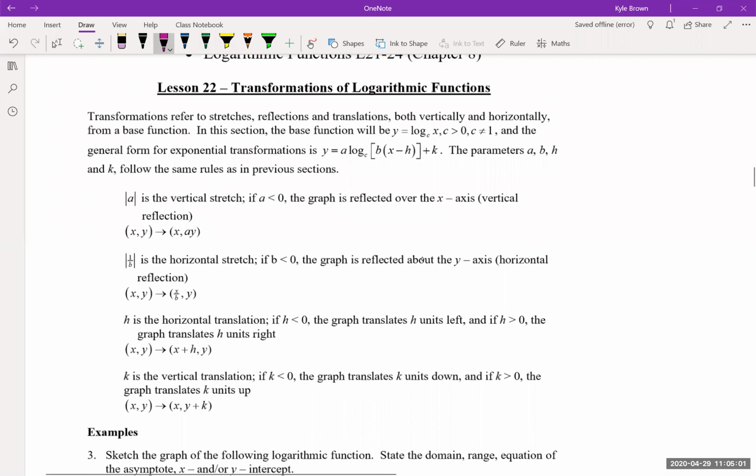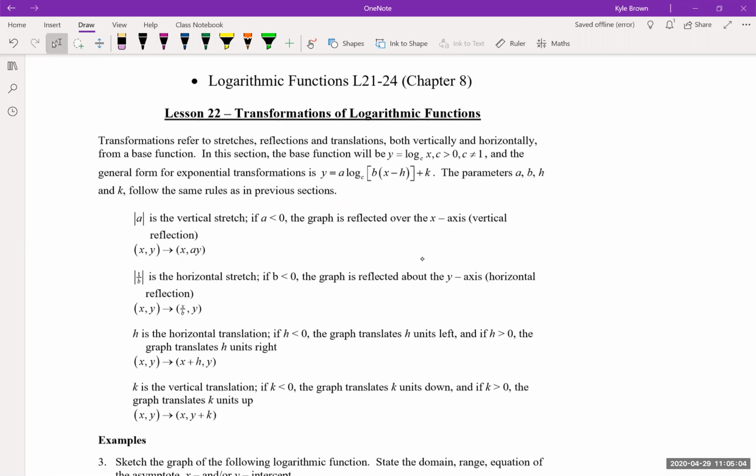All right, so lesson 22, transformations of logarithmic functions.